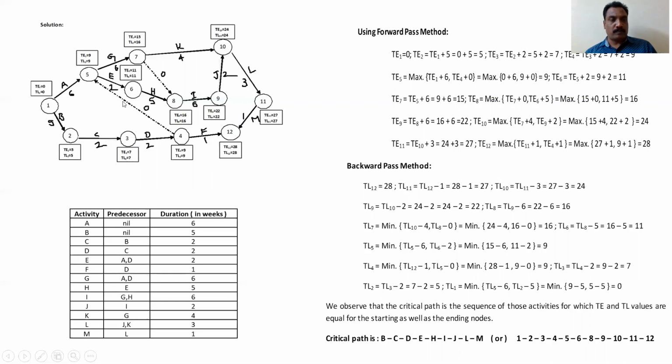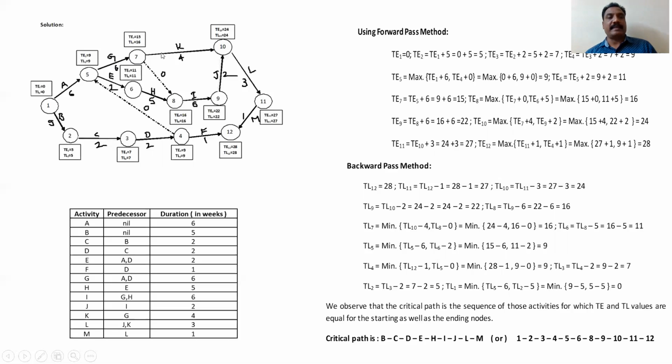Next, 4 to 5. Where is T5? This one. We have to take the maximum of these two, the A and D combination. So T5 is the maximum of TE1 plus 6, or T4 plus 0. Whichever is maximum can be taken in the forward pass method. That is 9 we got. Next one is TE6, which is TE5 plus 2, that is 9 plus 2, 11. Next, TE7 is TE5 plus 6, this value we are taking.